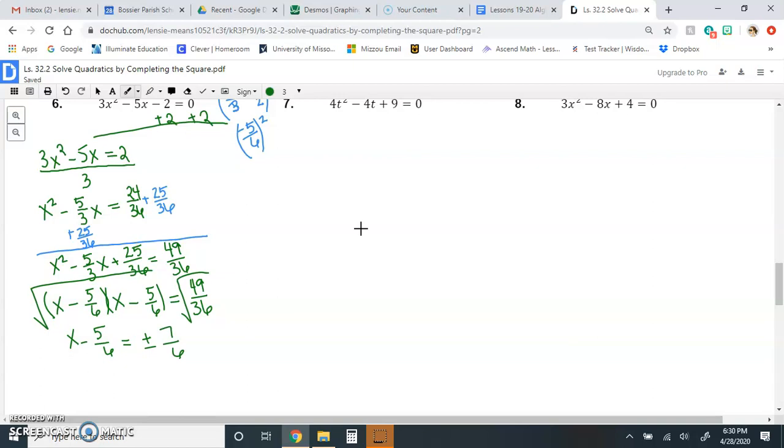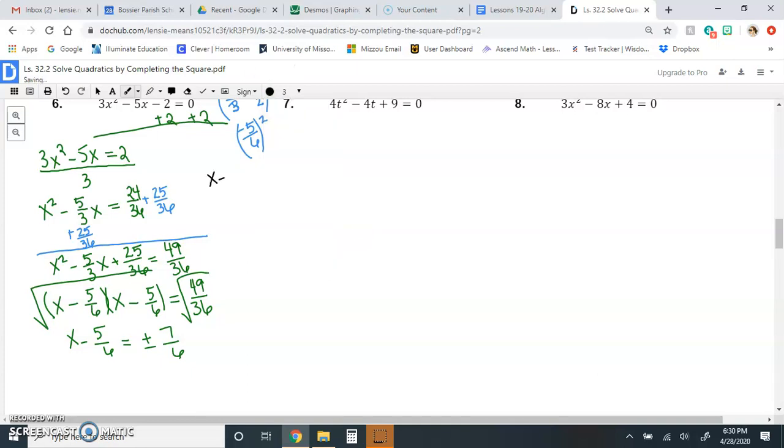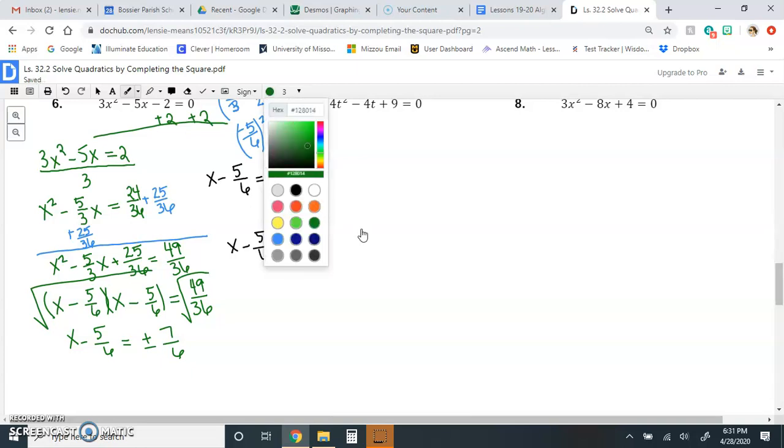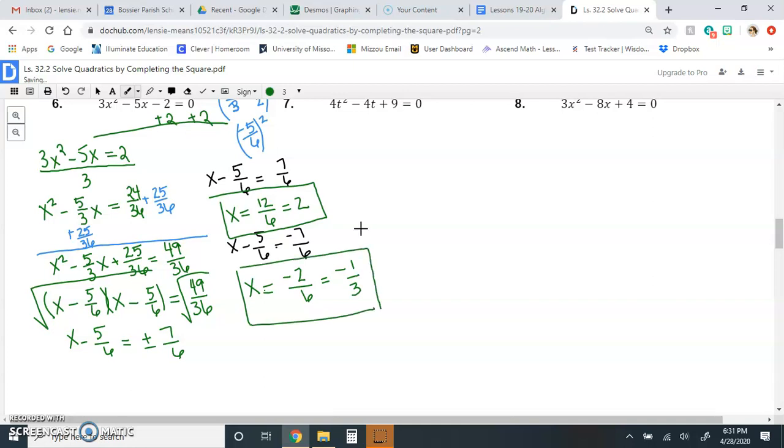So I'm going to have 2 equations that I am setting up and solving. My 2 equations I'll set up over here. x minus 5/6 equals a positive 7/6, and x minus 5/6 equals a negative 7/6. So when I add my 5/6 to both sides, I get 12/6 here, or 2. So that came out nice and pretty. And then over here, I'm going to add my 5/6, which is just going to give me a negative 2/6 or a negative 1/3. So those actually came out pretty nice, simple numbers.